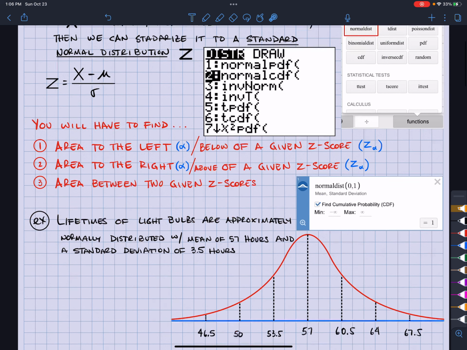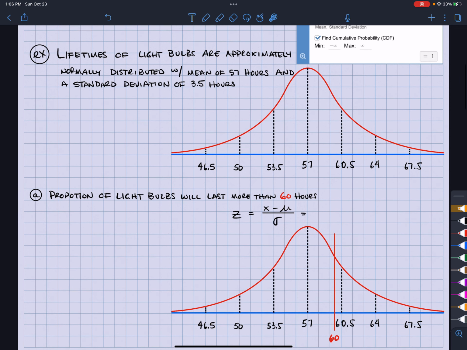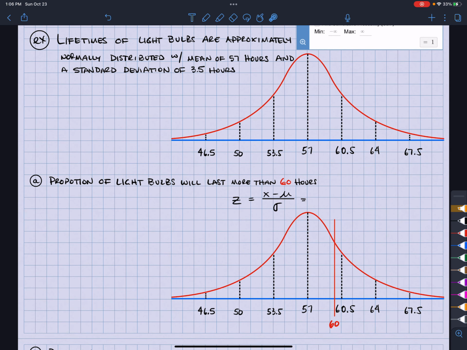Okay? Same thing as this normal curve right here. If I include everything from negative infinity to positive infinity, it's going to cover everything under the curve, which is a probability of 1. All right? So that part is important. So getting back to this problem here, if I need to look for more than 60 hours, here's 60 hours. So I'm really looking for this area right here.